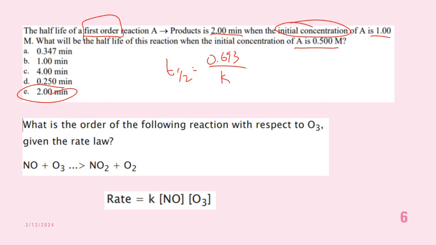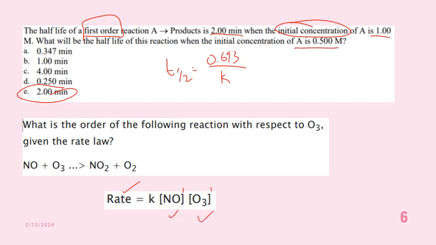The next question is, what is the order of the following reaction with respect to ozone given in the rate law? The rate law is given here, rate equals k times concentration of NO times concentration of O3. I can see that the power is only 1 and 1. That means the order is 1 with respect to NO and the order is 1 with respect to O3.